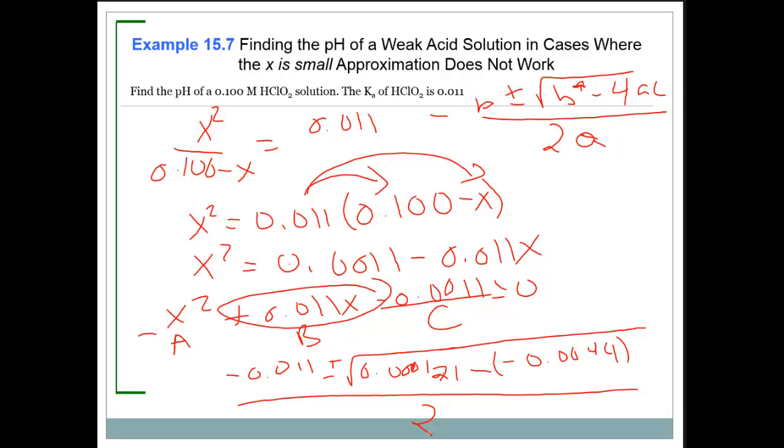Which means when we solve for this, we're going to have two different answers. 0.028 or negative 0.039. Because of that negative sign, we're automatically going to discount that one. 0.028 is the final answer.